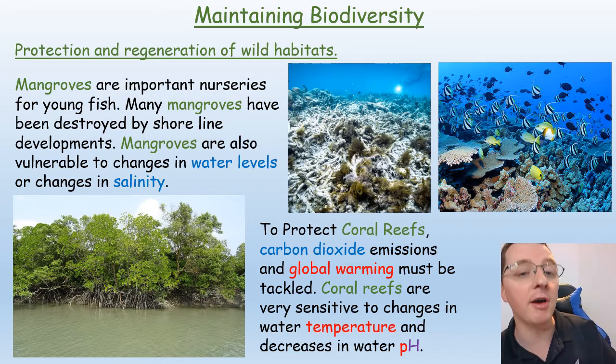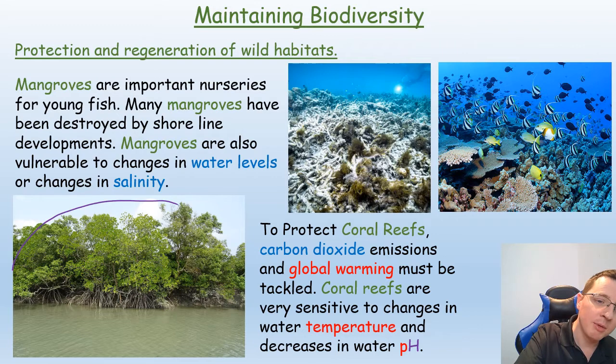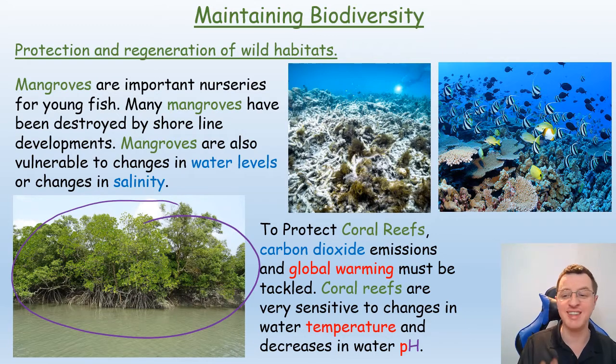One habitat that's very important to protect are mangroves. Mangroves are important nurseries for young fish, and many mangroves have been destroyed by shoreline developments. Mangroves are also vulnerable to changes in water levels and changes in salinity, but mangroves offer a large amount of protection to the shores and to the areas beyond. For example, high tides or tsunamis are often reduced in their impact by having mangroves at the shore's edge.